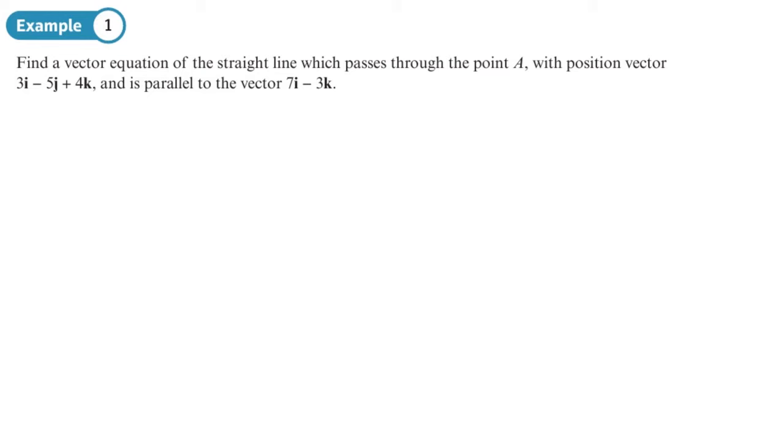Find a vector equation of a line which passes through a point A with position vector 3i minus 5j plus 4k and is parallel to that vector. Now it says find a equation because actually there's an infinite number of answers. That's because it can be any point that the line passes through and it can be any parallel vector. So let's start by writing down what the general form of the equation of this line is.